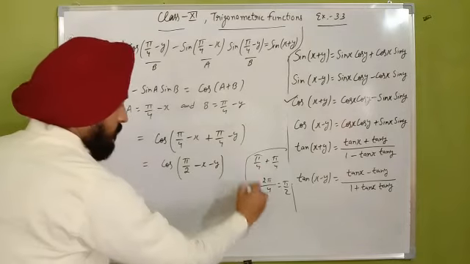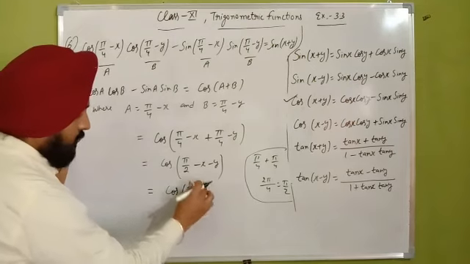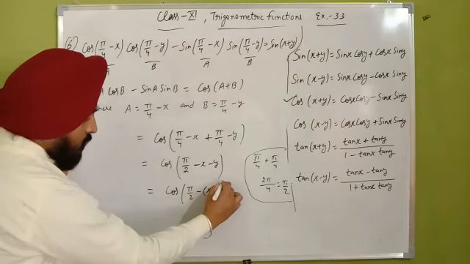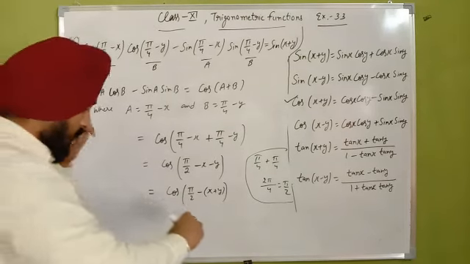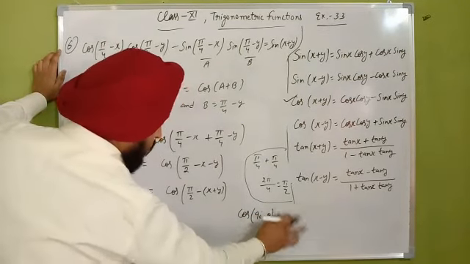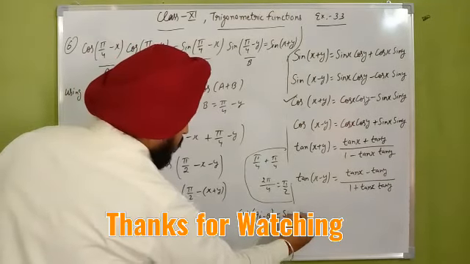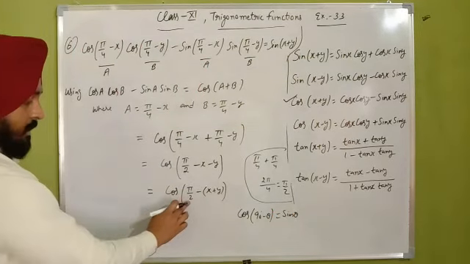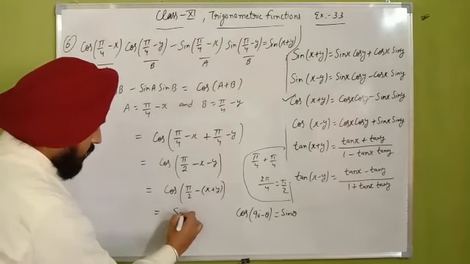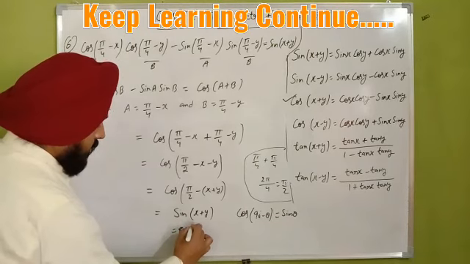Clear? In the next step we can write cos of pi by 2, take negative common, so you will get x plus y. Now in the 10th class you have learned a formula, that is cos(90 degree minus theta) is equal to sin theta. Here theta represents x plus y, and pi by 2 is 90 degree. So using this identity, that is sin(x plus y), which is our right hand side.